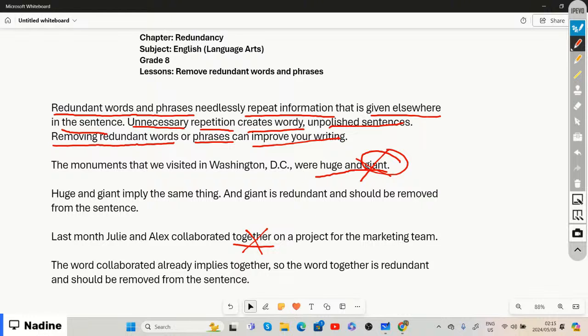Once again, redundant words and phrases needlessly repeat information that is given elsewhere within the sentence. And unnecessary repetition creates wordy and lengthy sentences, which means there are just a lot of words within that sentence, but it doesn't mean anything. It also makes it very long and lengthy.